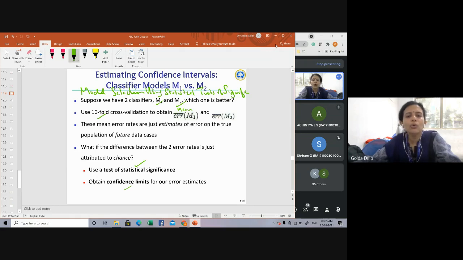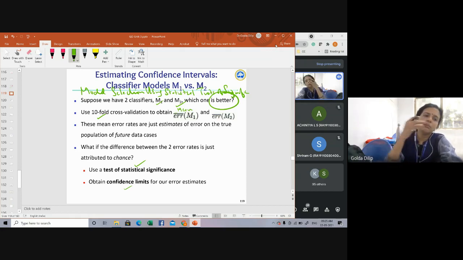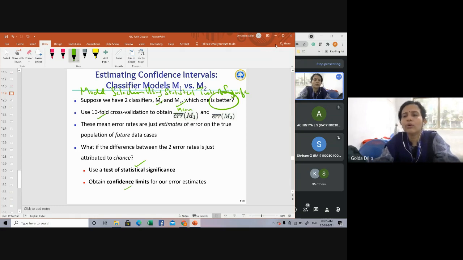So how to determine which one is better? By rule of thumb, or with our intuition, we will always select the particular model which has the lowest error rate. That is what our objective will always be. But you're computing this mean error rate using tenfold cross validation.